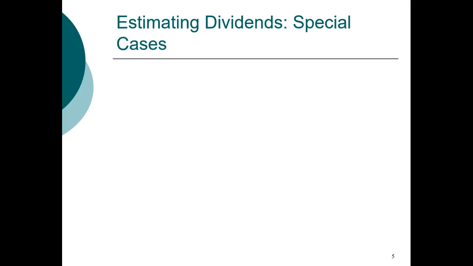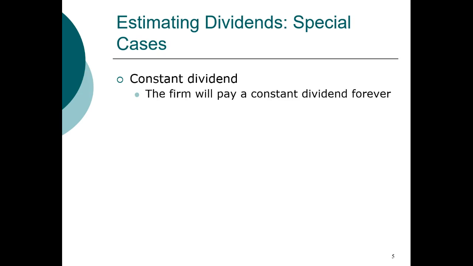Now let's take a look at a few special cases that allow us to estimate the cash flow associated with a stock so that we can compute the value of the stock. The first special case we're going to look at is a constant dividend company. So a constant dividend means that the company will pay the same dollar amount forever, a constant dividend.